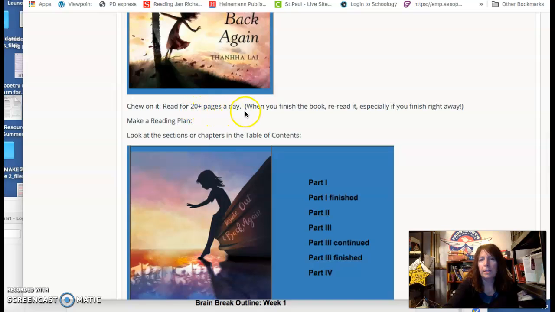Chew on it. Read for 20 plus pages a day. When you finish the book, reread it, especially if you finish right away. Make a reading plan. Look at the sections or chapters in the table of contents.